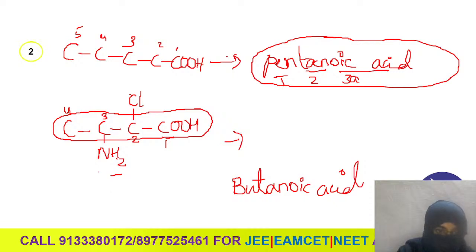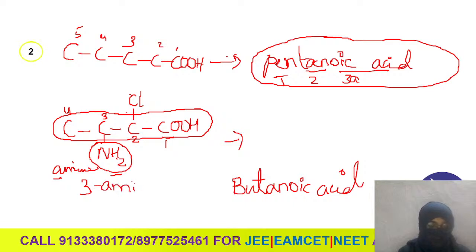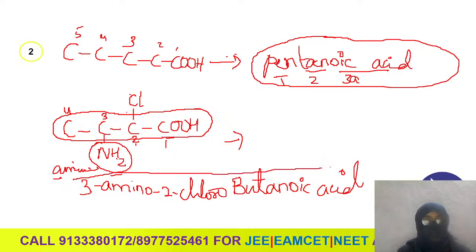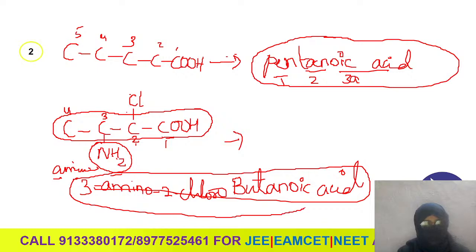Hence this is A for amino. As you can see, the NH2 prefix is amino, and here this is for chloro. So amino, A, comes first, C comes later. Hence I'm writing amino first. Where the amino is there, at 3 position, 3-amino. Then where the chlorine is there, at 2, 2-chloro. Butanoic acid is the complete name of this structure.